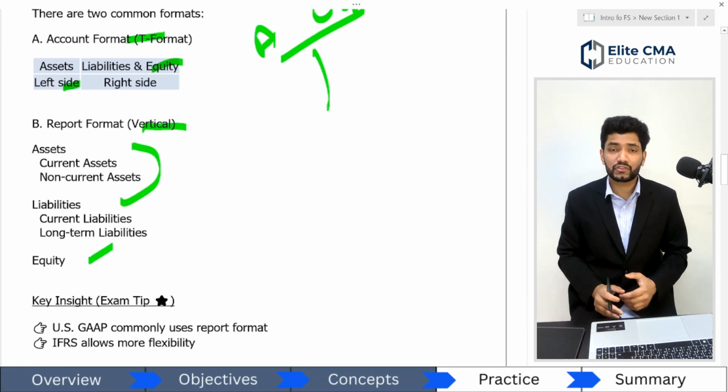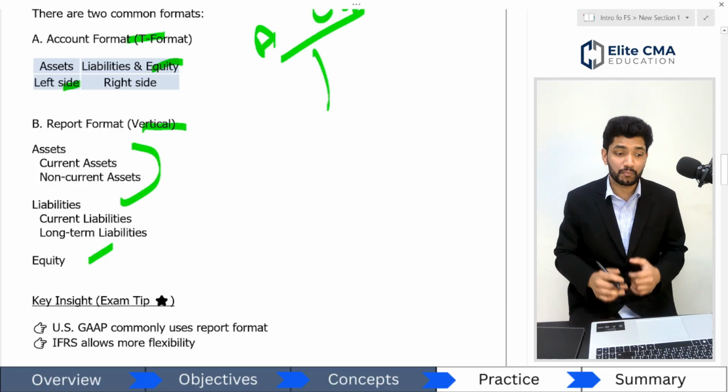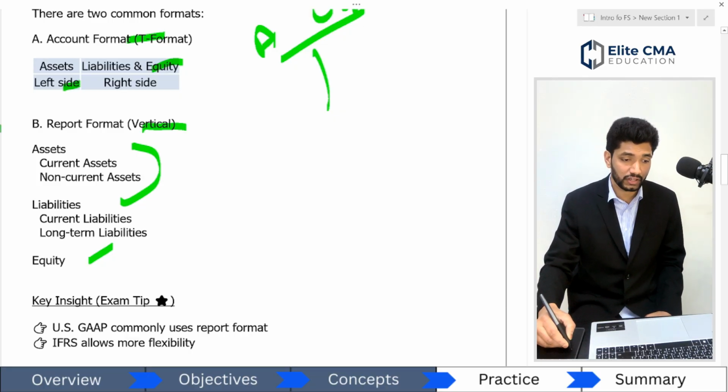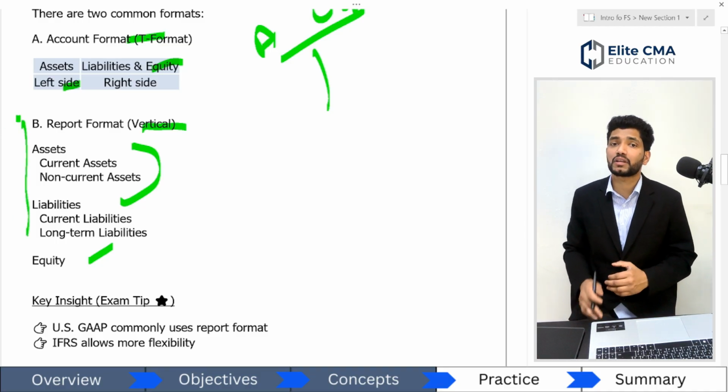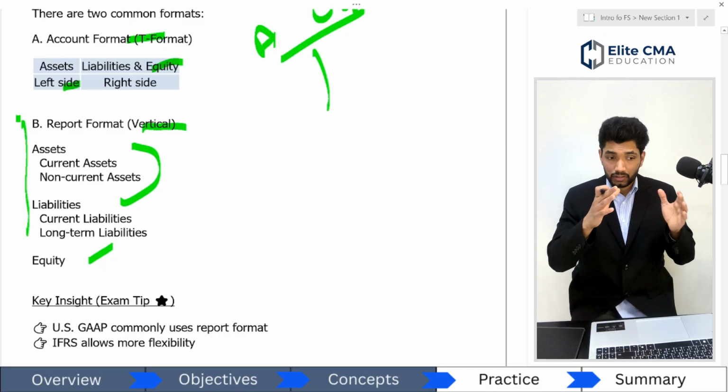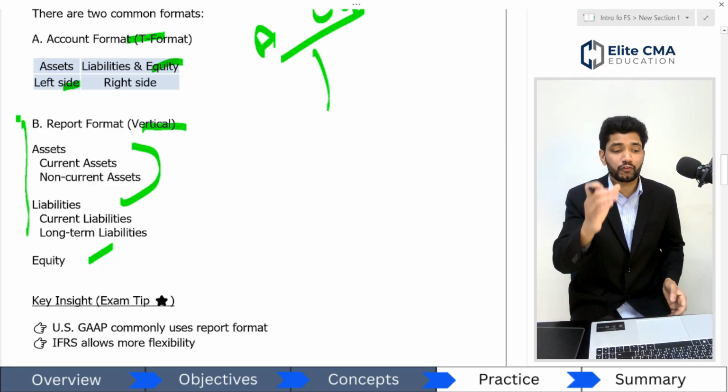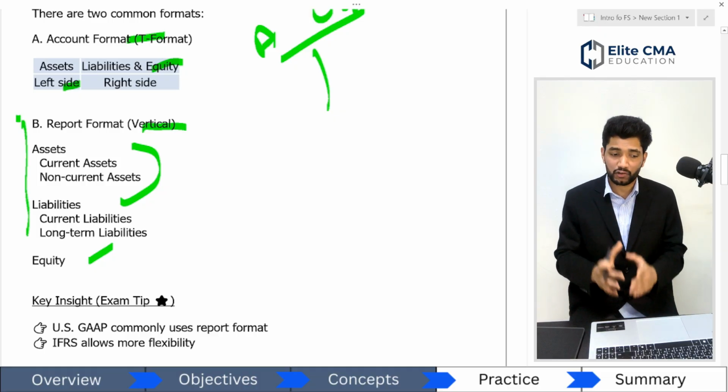US GAAP normally uses the report format, but IFRS allows more flexibility, allowing either the account format or the report format based on the requirement.